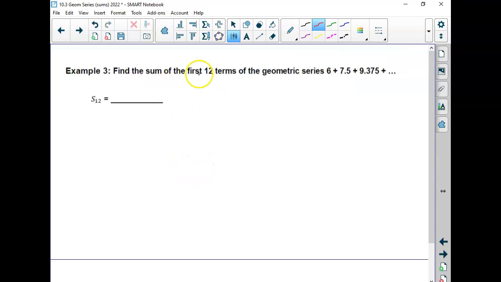So find the sum of the first 12 terms. It tells us it's geometric. It's written as a series with plus signs in between. You have to be careful. My eyeballs went to this and said, oh, we're adding 1.5. But this is geometric, so we're multiplying. So can somebody do 7.5 divided by 6?